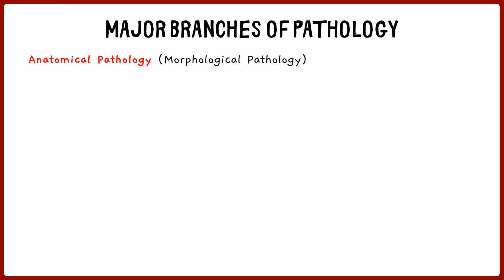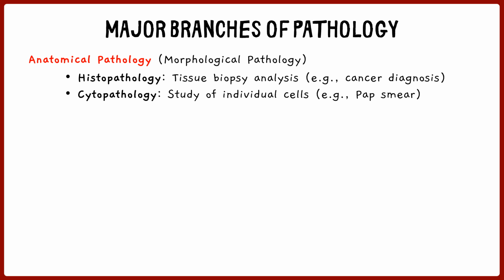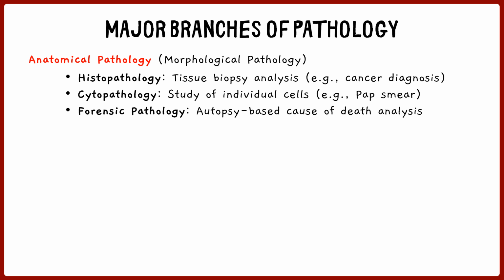We can also have other types of classification like anatomical pathology, which is a morphological type of pathology. Histopathology is a type of anatomical pathology because we look at the tissues, and usually it's a biopsy analysis, usually for cancer diagnosis. We can have cytopathology, in which we study individual cells, and this is usually the one we use in pap smears for cervical cancer. We can also have forensic pathology, which we use to identify the cause of death for that specific individual.